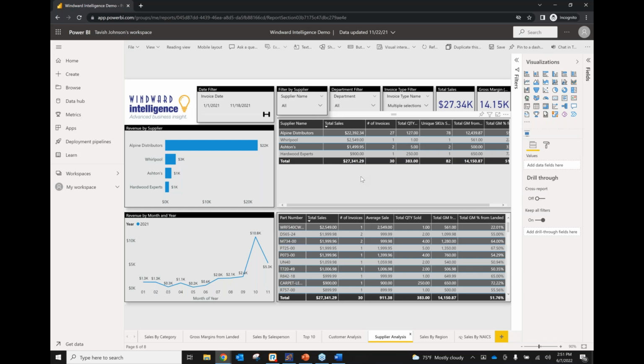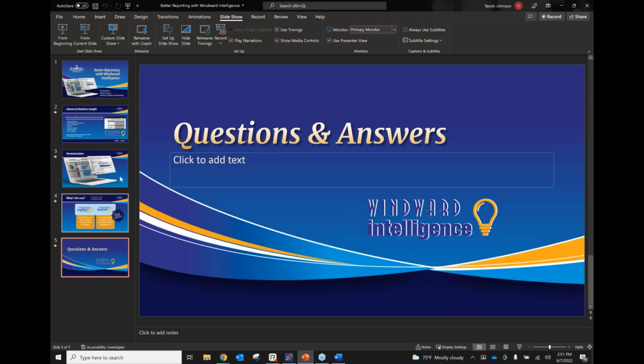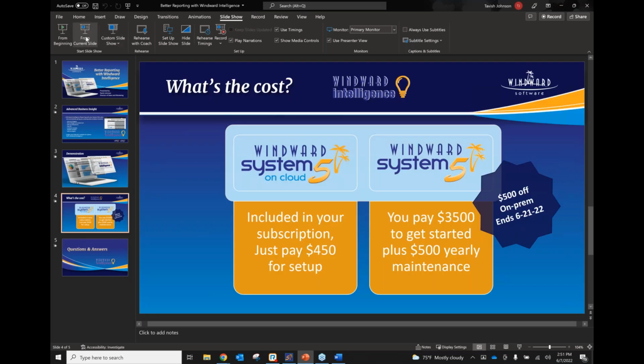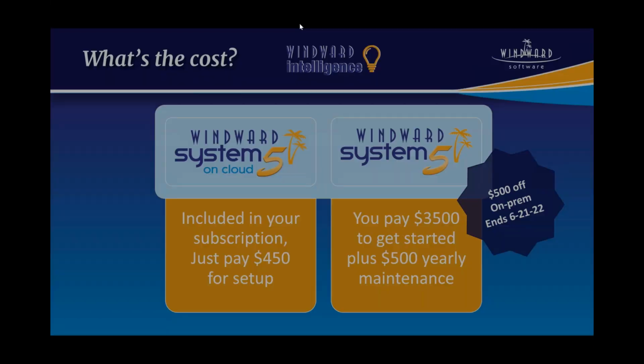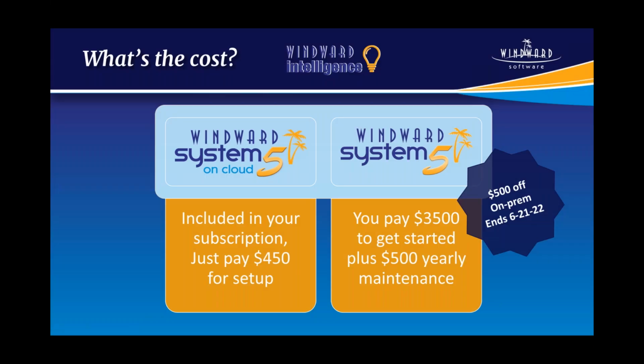Okay, and then for cloud, actually on the pricing again, can we just go back to the pricing? There was a question about if somebody migrates to cloud, what's their amount payable every year? It's the beauty of it. We charge you the $450 setup, but your cloud subscription includes your Windward Intelligence subscription as well. So just another advantage of moving to cloud.